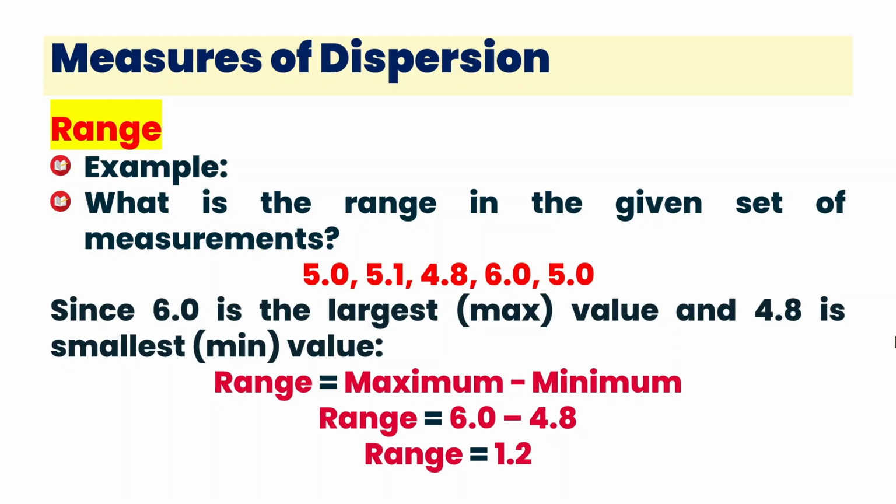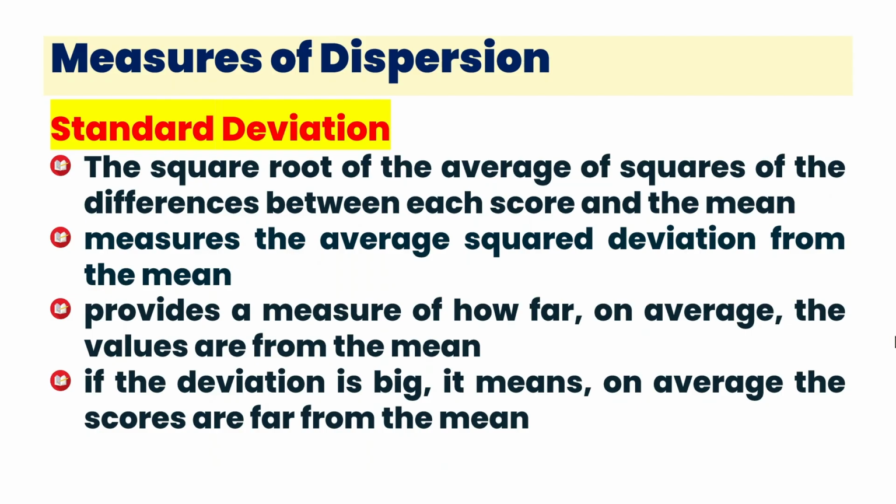But among the measures of dispersion, the most common one that is used in the analysis of data is the standard deviation. The standard deviation is the square root of the average of squares of the differences between each score and the mean. It measures the average squared deviation from the mean. It simply means how far, on average, the values are from the mean. If the deviation is big, it means on average, the scores are far from the mean.